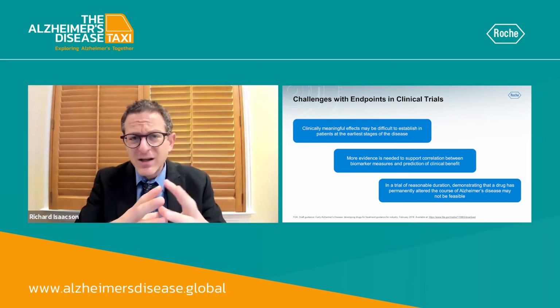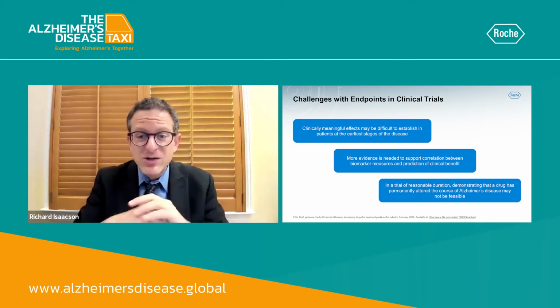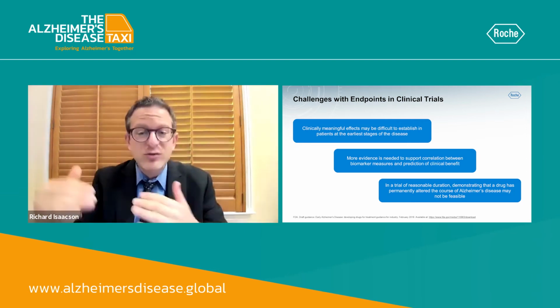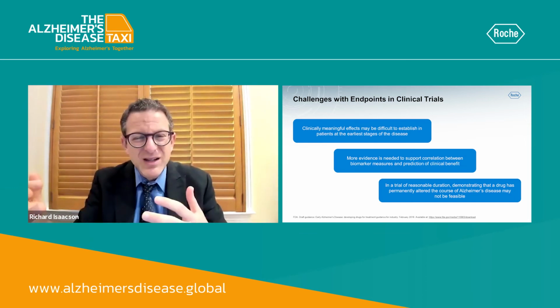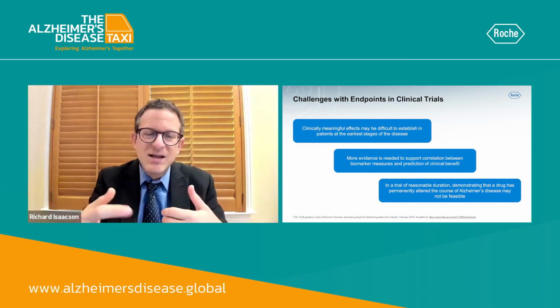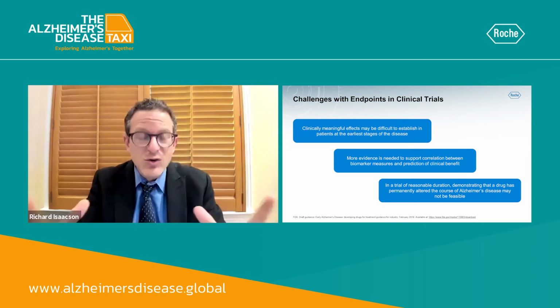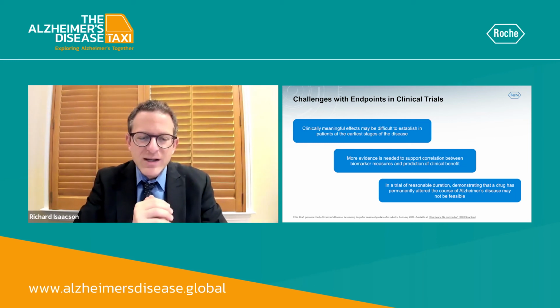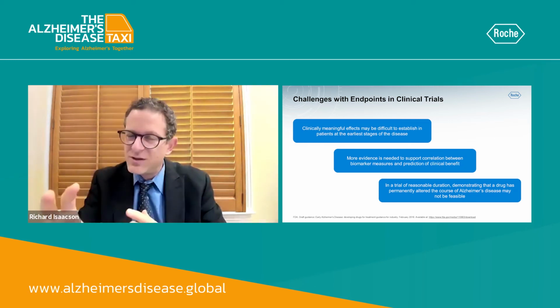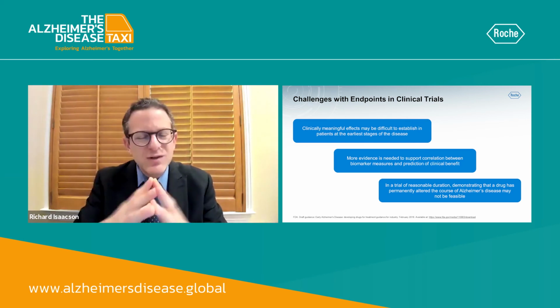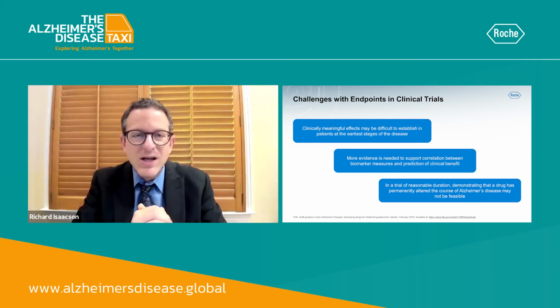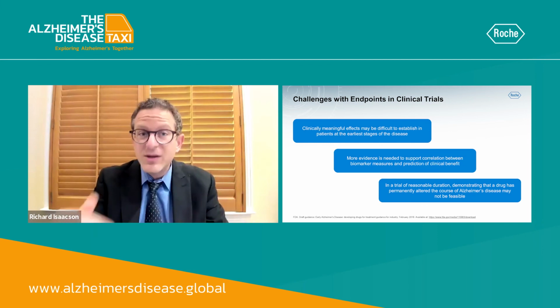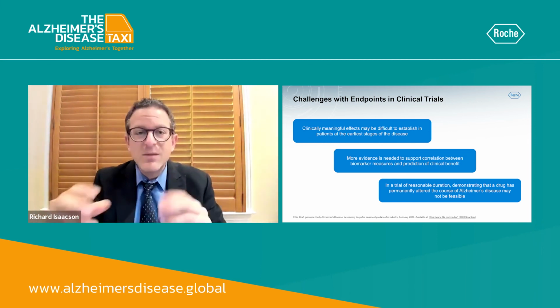In a trial that needs to be oftentimes of reasonable duration, we need to demonstrate that a drug or treatment can permanently alter the course of a disease like Alzheimer's. But how do we do that? In a disease that takes 20 to 30 years to run its course or even longer, how do we have trials that run that long? I don't think that's necessarily feasible. So again, when it comes to clinical meaningfulness, this is a term that doesn't really have a perfect or clear definition. And depending on the individual outcome, the clinical meaningfulness of that outcome may vary quite a bit.